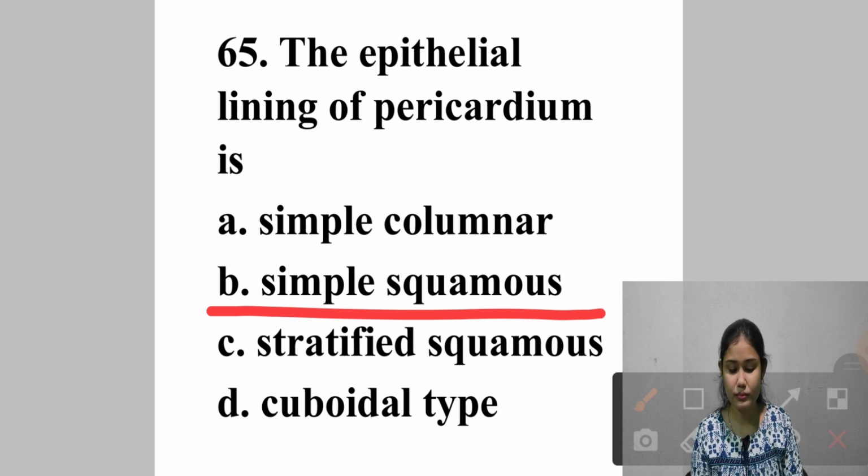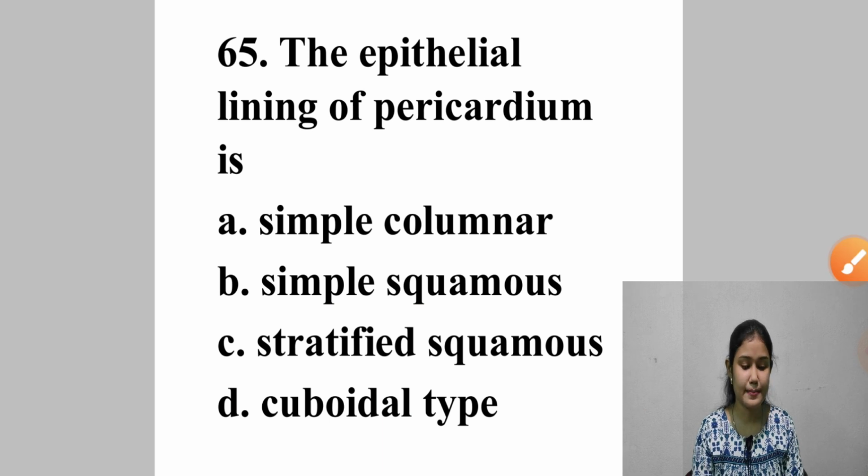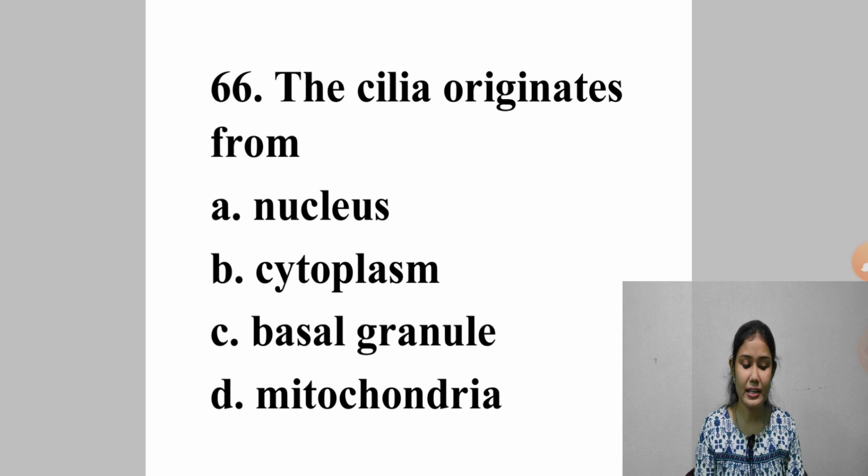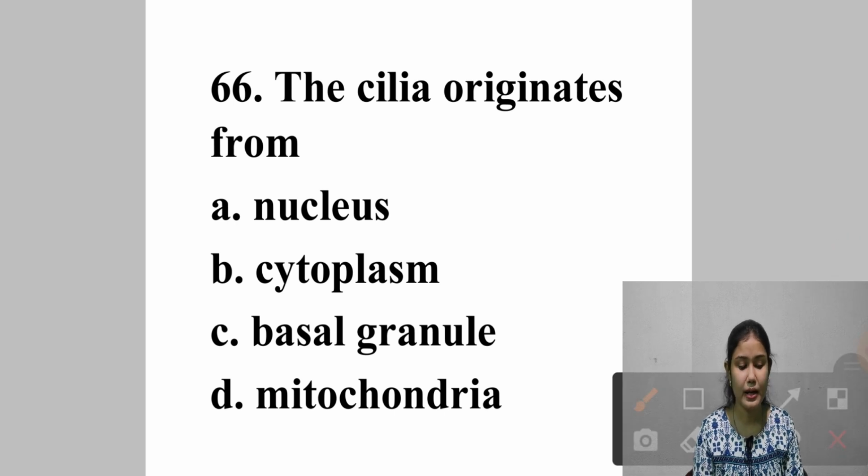ओके, नाउ कम टू क्वेश्चन नंबर 66. The cilia originate from A, nucleus, B, cytoplasm, C, basal granule, D, mitochondria. Okay, so cilia originates from the basal granule. Answer will be option C.